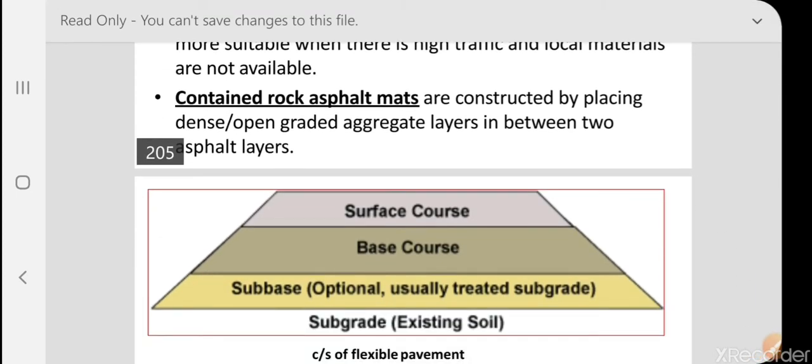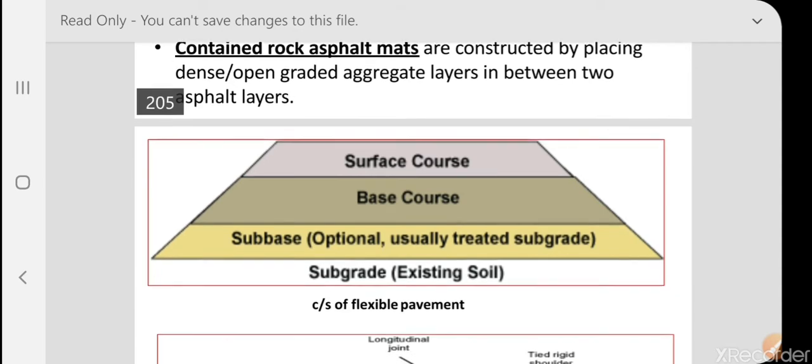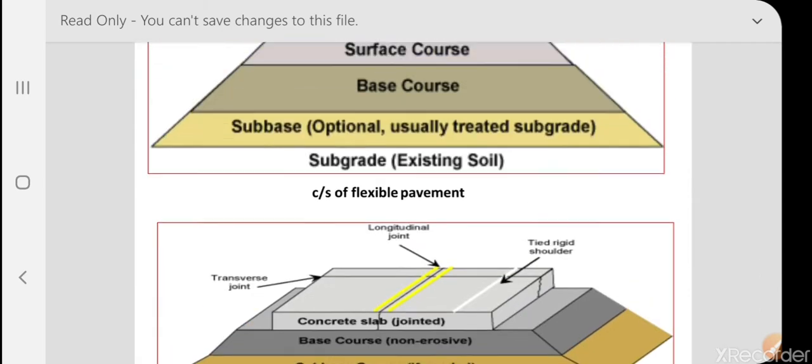Next one, contained rock asphalt mats. These are constructed by placing dense or open graded aggregate layers between two asphalt layers.